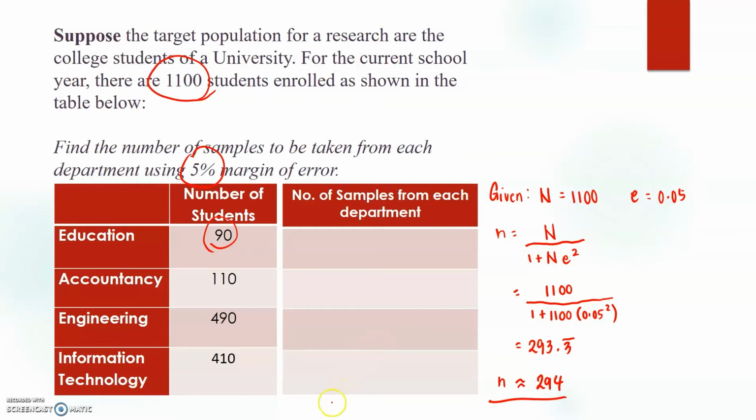And we will multiply that by our expected number of samples, which is 294. So again, repeat the process: 90 divided by 1,100 times 294. It will give us approximately 24.0545 bar. So the number of samples for education is 24.